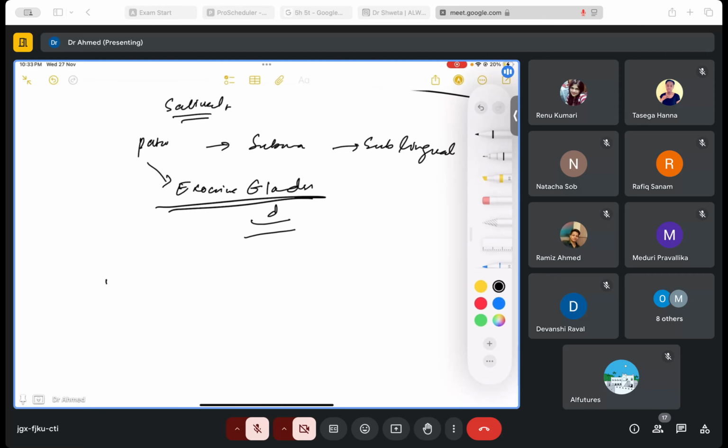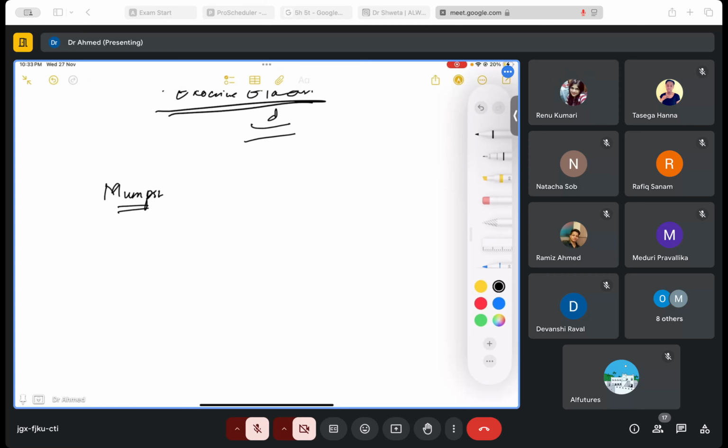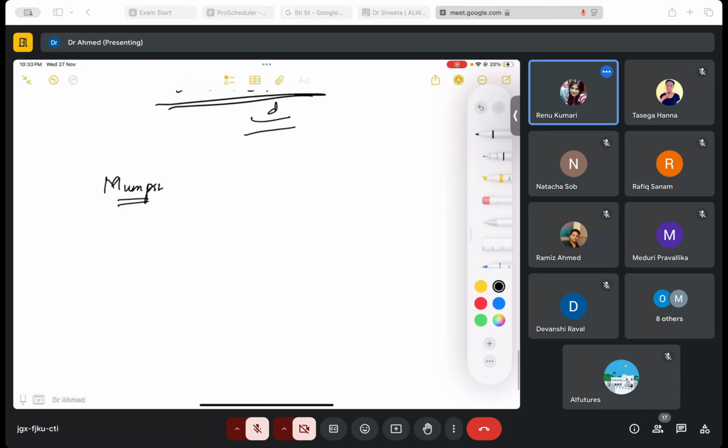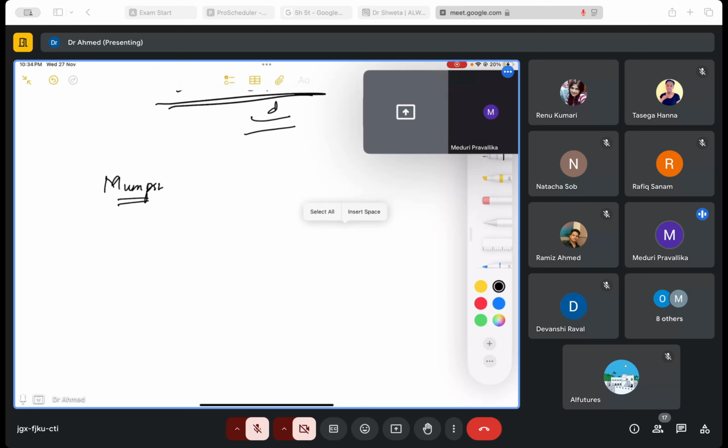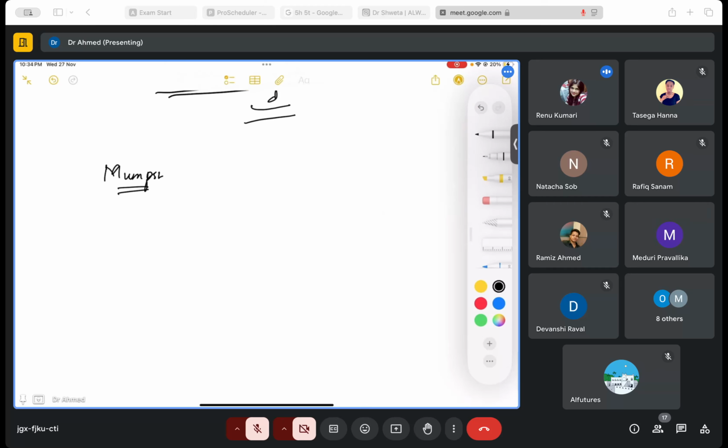So the first condition which we'll be discussing is mumps. Do you guys know what is mumps? Mumps virus. No responses today. Mumps virus. What's mumps virus? What's it going to do?